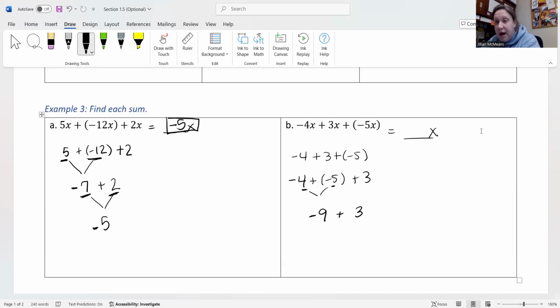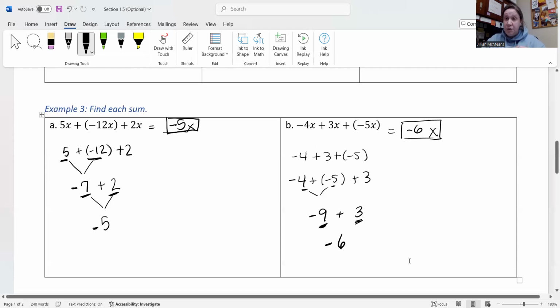And now you're adding two numbers that have different signs. Remember, when you're adding numbers with different signs, you subtract. 9 minus 3 is 6. But again, do I have more negative or more positive? In this case, I have 9 negatives. I only have 3 positives, so that means this is going to stay negative. So we get negative 6x.